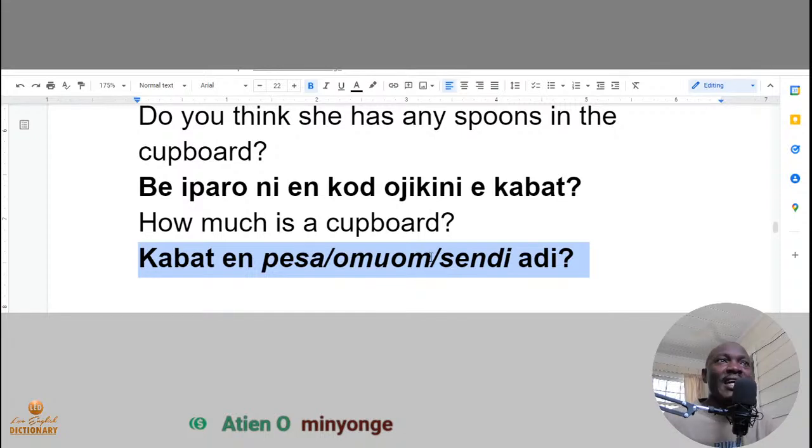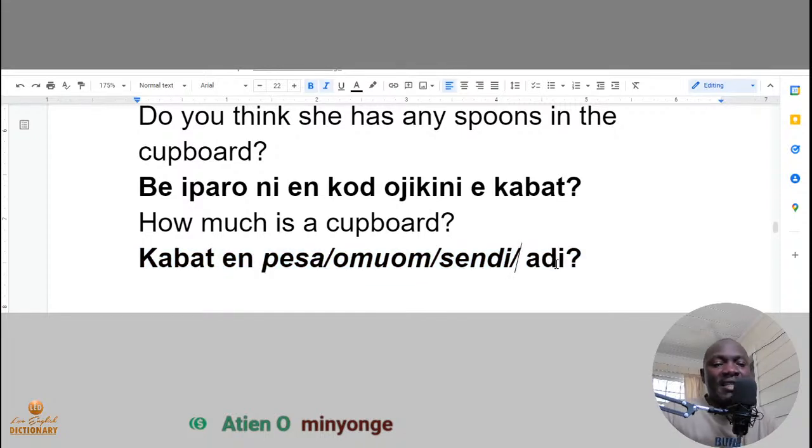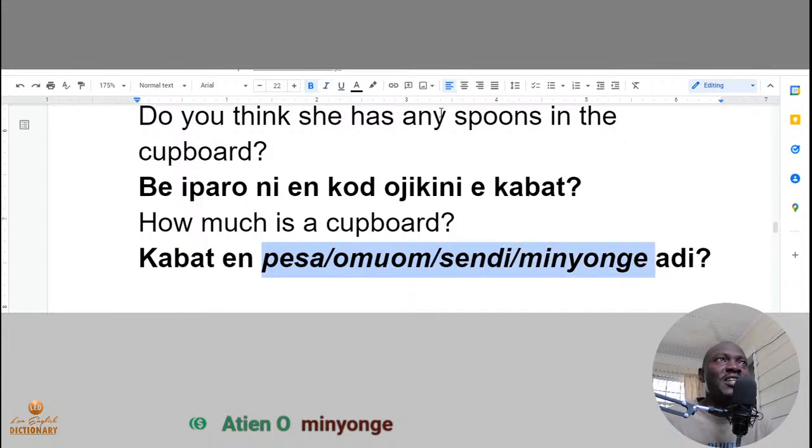Even minyonge, yes, even minyonge. Kabat en minyonge adi. Thank you, Atieno. So, minyonge, omuom, pesa, sendi, those are all ways of calling money. And every one of them is acceptable. So, you can insert whichever you feel you can pronounce better.